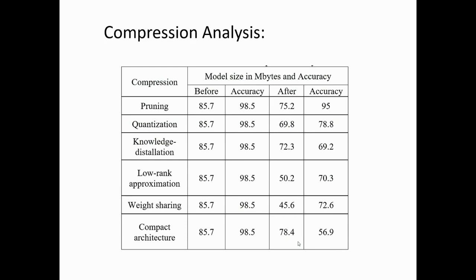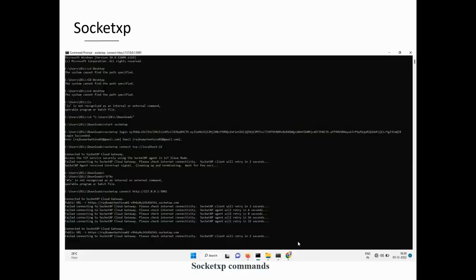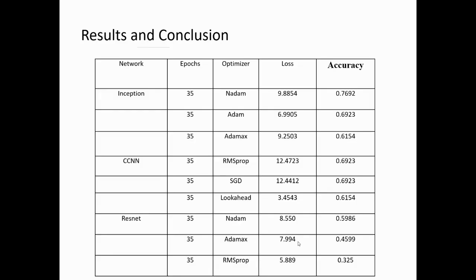These are the different types of compression techniques which we performed on our data set with the help of this customized neural network, and how much it will generate is also provided here. Next, SocketXP is an IoT management device platform for hosting purposes only. When we host an application, it should be user friendly, like generating a URL that can be shared with others. These are the commands needed to host the application. And not only that, we are performing network layer level analysis and optimizer level analysis.